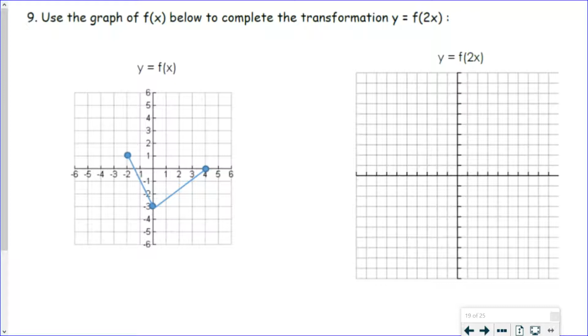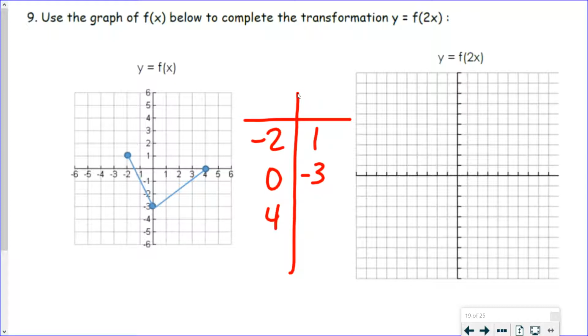It says use the graph of f of x to complete the transformation y equals f of 2x. So first thing we're going to do is find our points. We have a point at negative 2, 1, negative 3, negative 3, 0, 0, negative 3, and then I got a point at 4, 0. These are my x's and my y's.